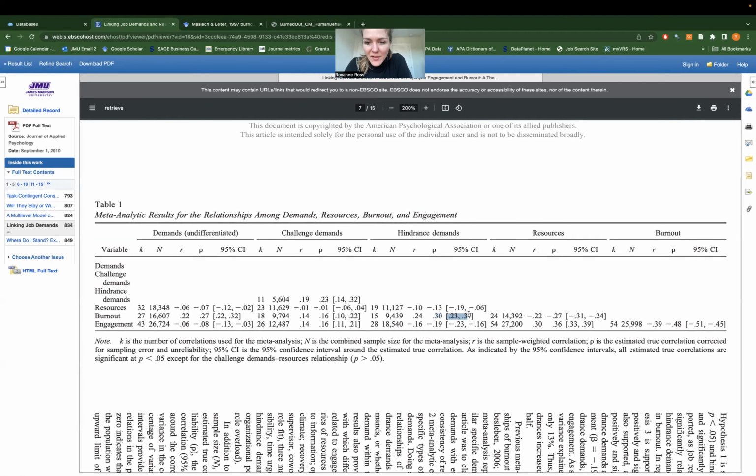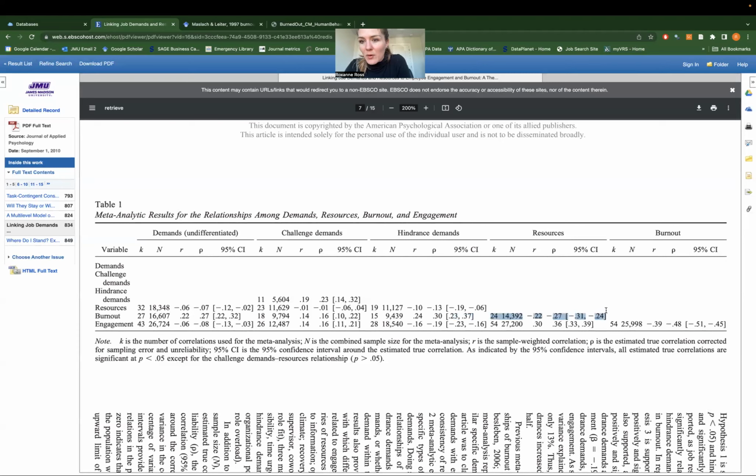Okay, and we're 95% sure that the relationship between hindrance demands and burnout is between 0.23 and 0.37. So that would tell us that one of the stronger predictors of burnout for these two types of demands is hindrance demands. And you can describe that in your results. You can describe both and say hindrance demands are stronger than challenge demands.